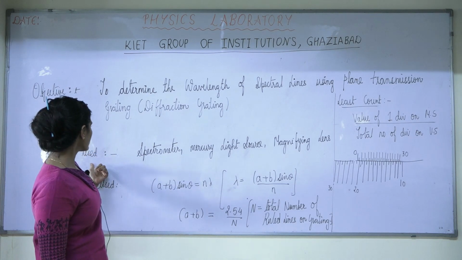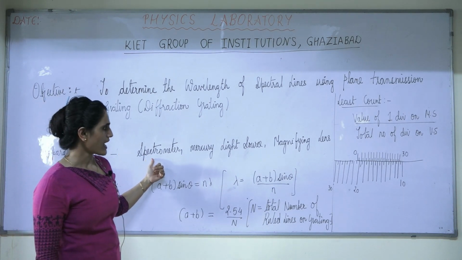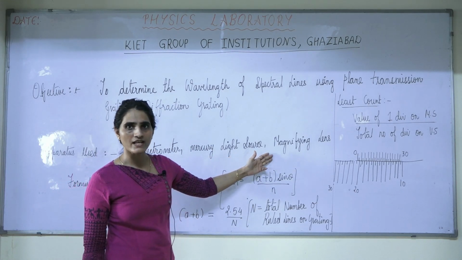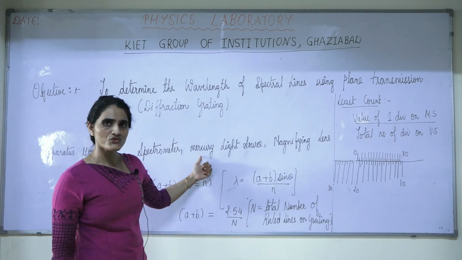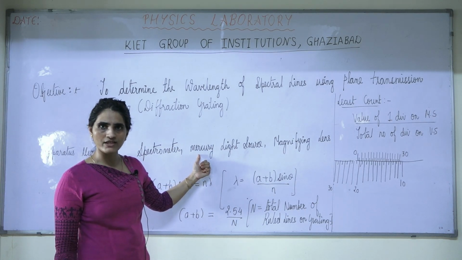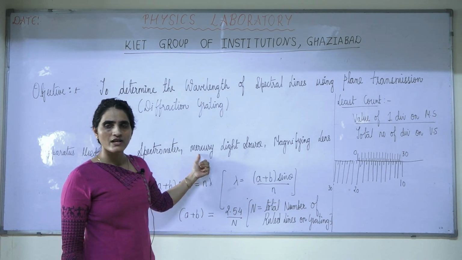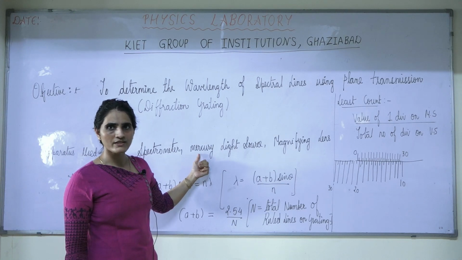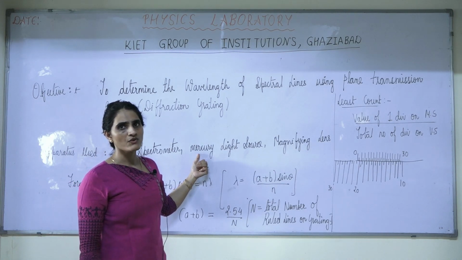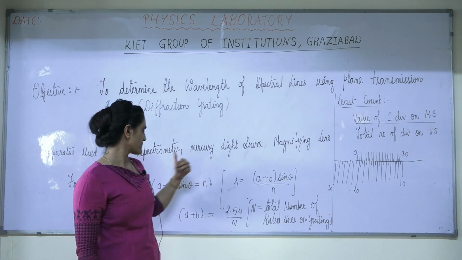The apparatus required for this experiment is a spectrometer, a mercury light source and a magnifying lens. A mercury light source consists of 7 wavelengths starting from violet and ending at red. The highest wavelength is of red and the highest frequency is of violet, as frequency and wavelength have an inverse relationship.